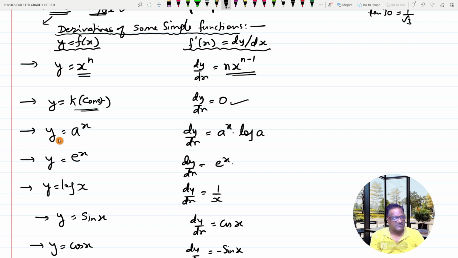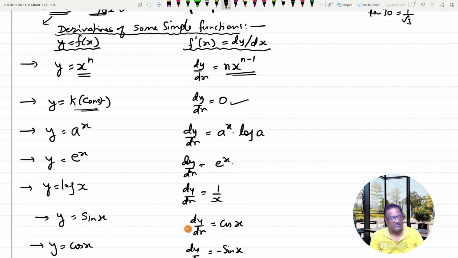Suppose the function is y is equal to a raised to x, then dy by dx will be a raised to x into log of a. Suppose the function is y is equal to e raised to x, then dy by dx will be e raised to x only. Suppose the function is log x, dy by dx will be 1 by x.